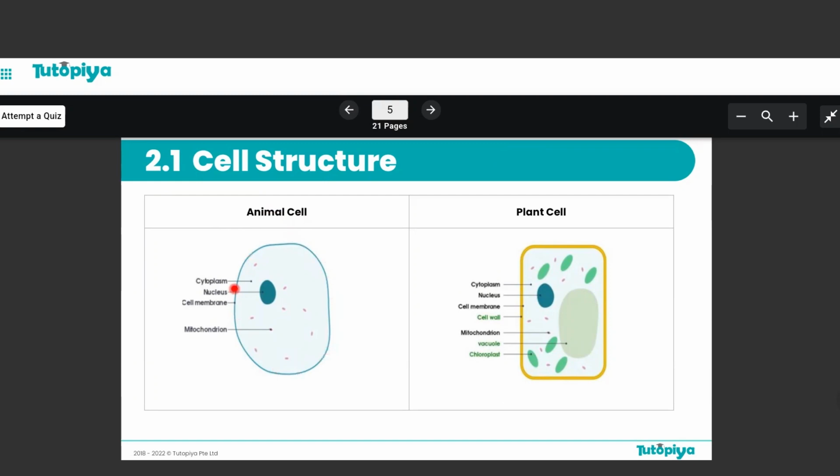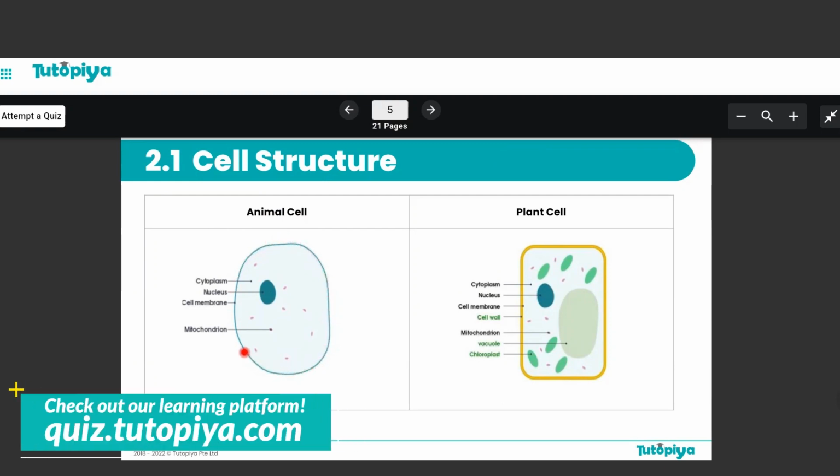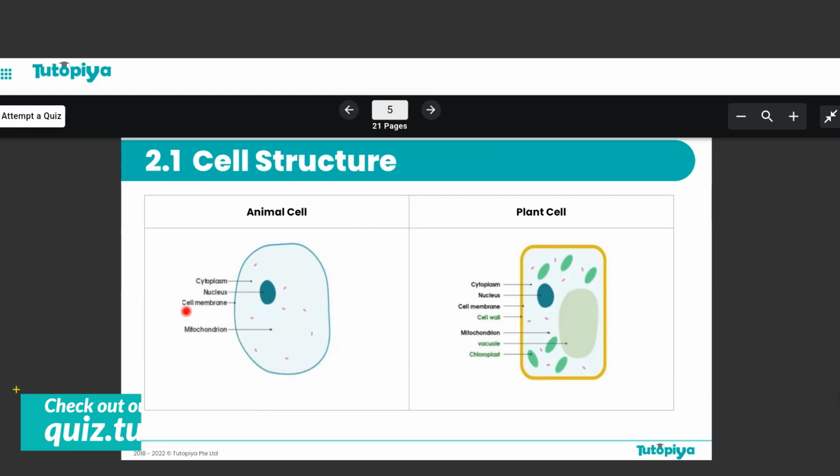So let's analyze this animal cell. If you look at this diagram of the animal cell, the first thing you would notice is that there is this thin layer running around the animal cell, right? A thin layer called the cell membrane that envelops the animal cell. And the next thing you should notice is that if you observe the inside of the cell under the microscope, you see it's filled up with a gel-like substance. This gel-like substance is called the cytoplasm.